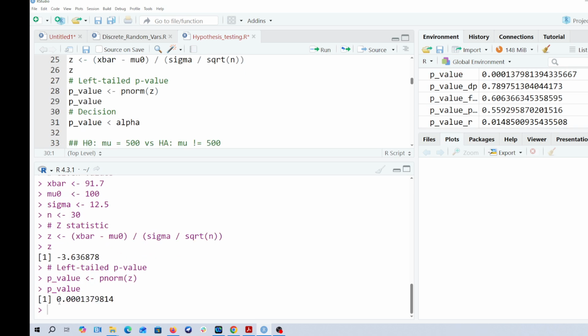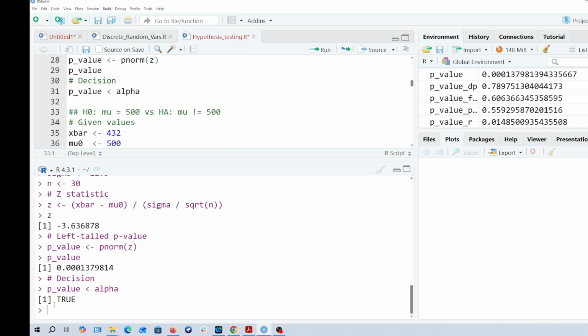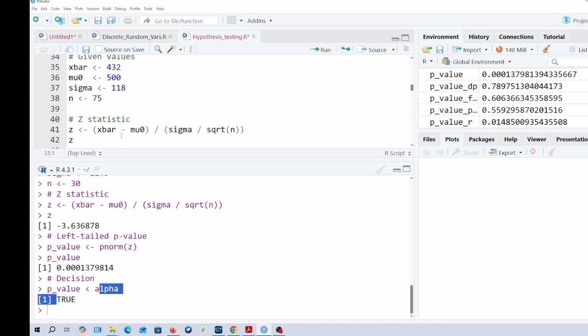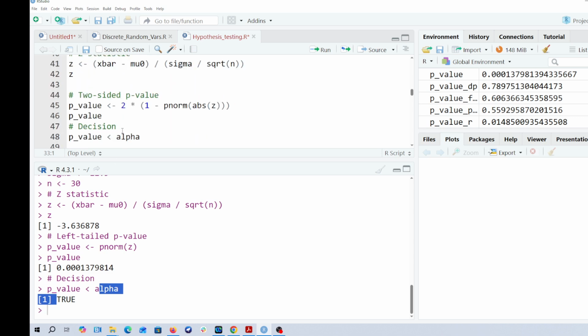We calculate that p-value, we see that this p-value is very small, so it will always be less than that alpha. So we are going to reject the null hypothesis in favor of the alternative. That is the case.